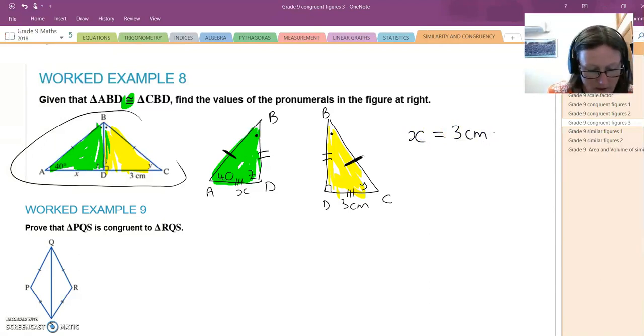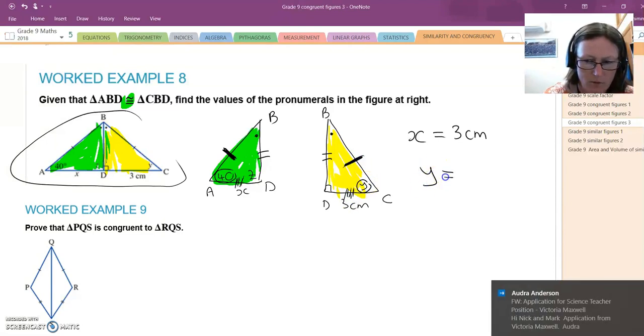The other letters that we're asked to find are Z and Y. Well, let's look here. The angle between the line with 1 slash on it and the line with 3 slashes on it is 40 degrees. If the triangles are congruent, and we're told that they are, then in the yellow triangle, the angle between the 1 slash line and the 3 slash line, that angle there, must also be 40 degrees.